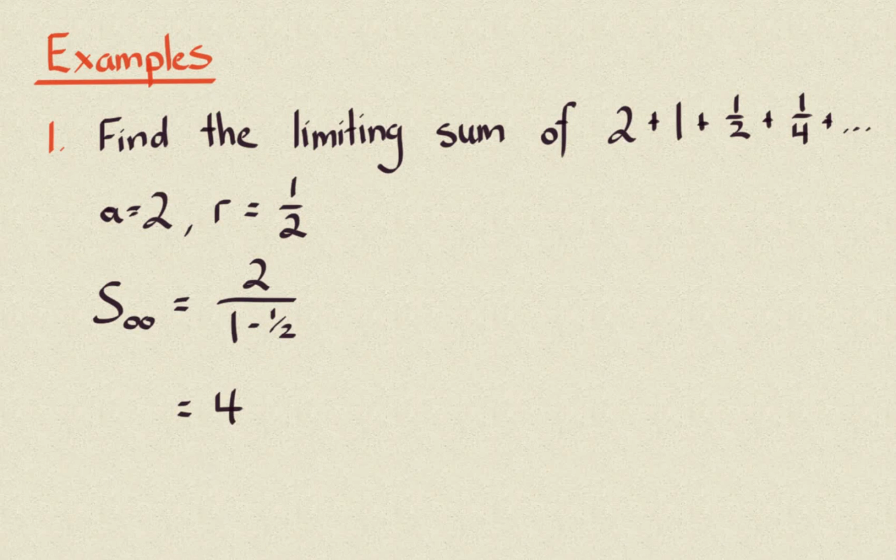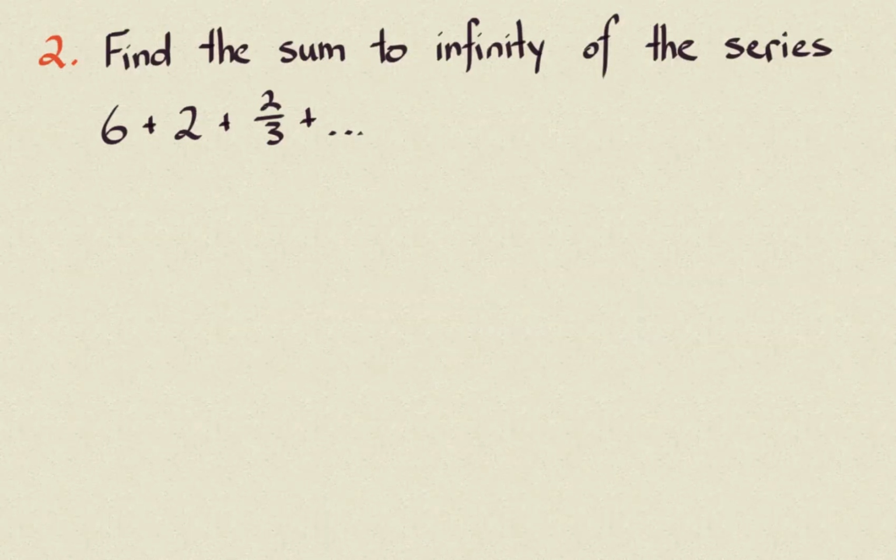Second example. Find the sum to infinity of the series 6 plus 2 plus 2/3 and so on. So we can see our starting term is a equals 6, and our common ratio is 1/3. We're dividing each term by 3 to get the next term. So we have got a common ratio that's less than 1, so that's good.